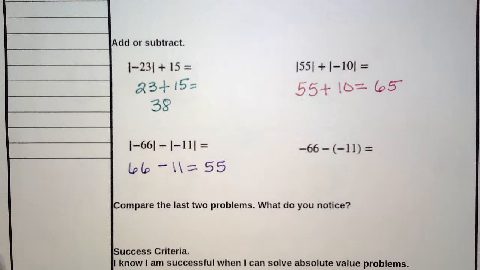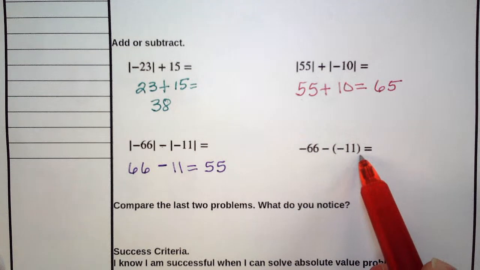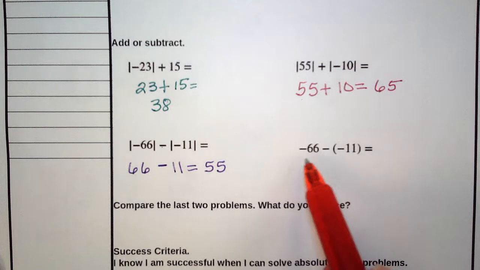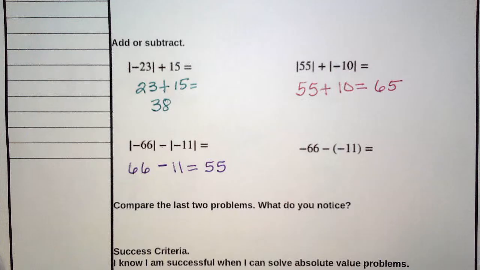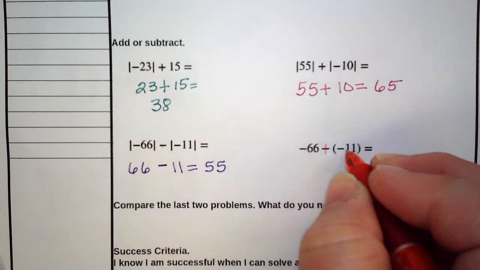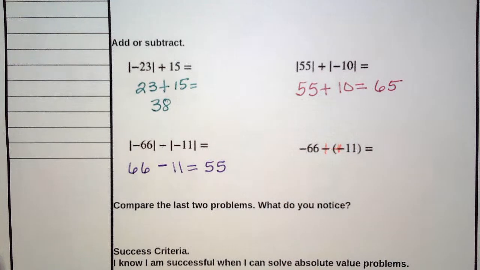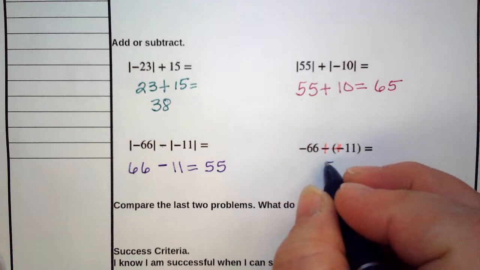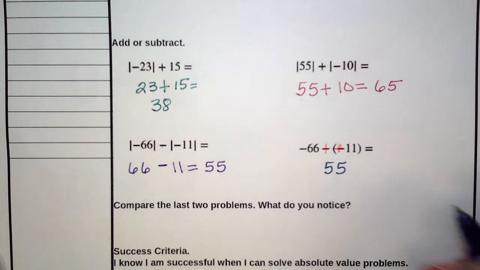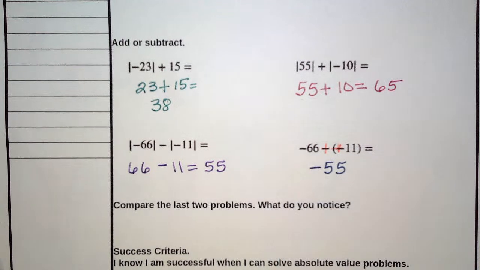For the next one, once again, this has parentheses. It doesn't have the absolute value sign. -66 minus -11. Do we minus the negatives? No, we plus the positives. So we're starting at -66. We're going up the number line 11. Where do we end up at? Find their difference. 66 minus 11 is 55. Which one's bigger? The negative, so it's -55.